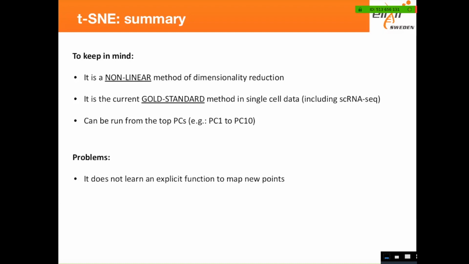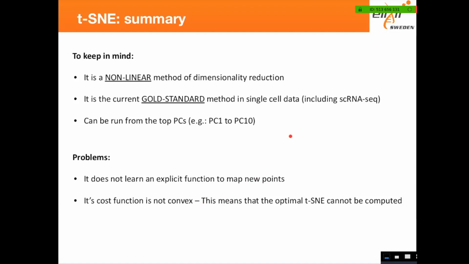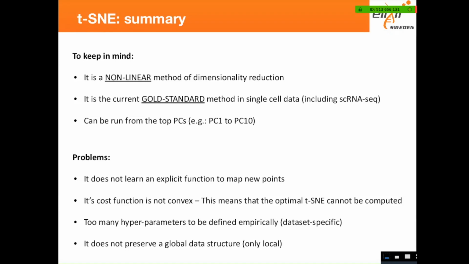But it also has some problems. It does not learn a specific function to place more points; you need to just run the whole thing again. The cost function is not convex, so there's no way to accurately say that this tSNE is close to what your sample is in the multidimensional space. And of course, there are many parameters to be optimized. You have 10 hyperparameters that you choose, and most people only know 3 or 4. In general, by default, it does not preserve the global structure of the data, just the local neighborhood. So the distance between further clusters is not meaningful in tSNE.